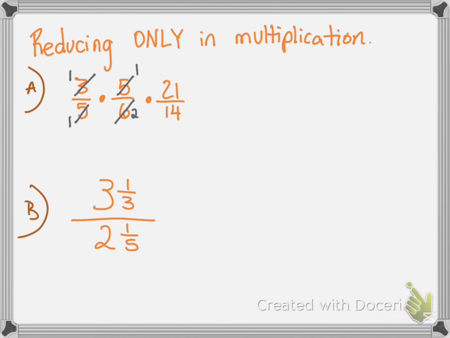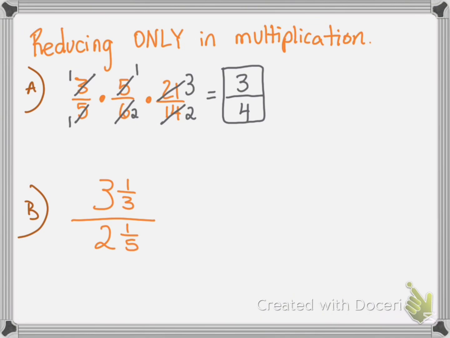And also, if it's within the same fraction, we can do the same. 21 is divisible by 7, which is 3, and 14 is divisible by 7, which is 2. And whenever you can't reduce anymore, then you multiply. Remember, this makes your life a lot easier, so do it. Practice and it will become very easy for you to do.